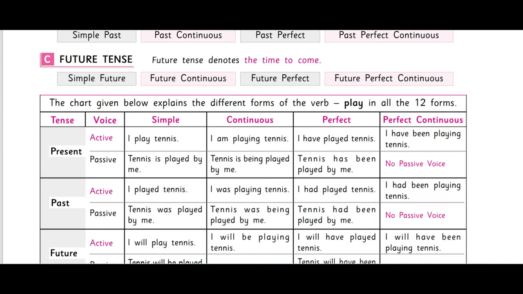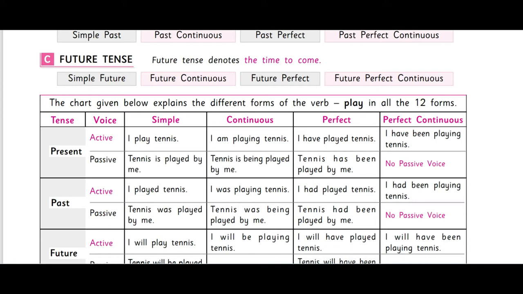Okay, next we are coming to the past tense. I played tennis. How do we convert it into passive voice? Object plus was or were plus V3 plus subject. Tennis was played by me.